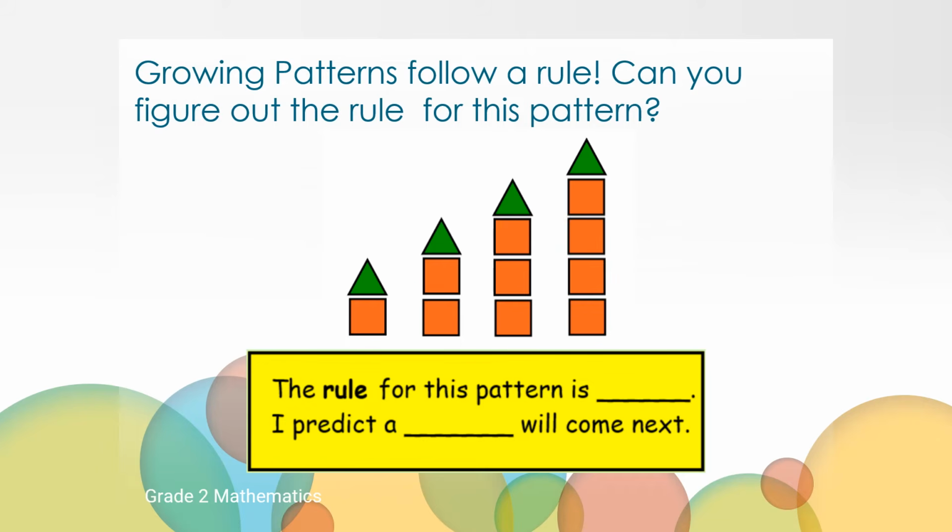You worked really hard to figure this growing pattern out. The rule for this pattern is that one orange square gets added each time. The next stage of the pattern will have 5 orange squares and 1 triangle.